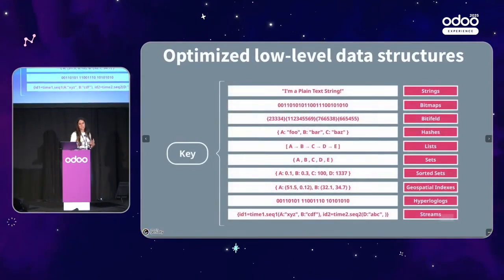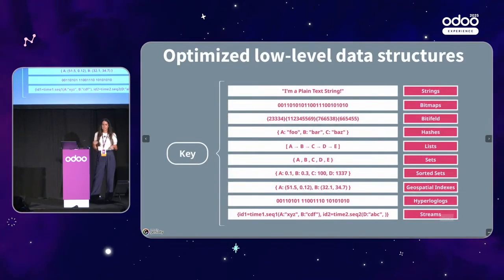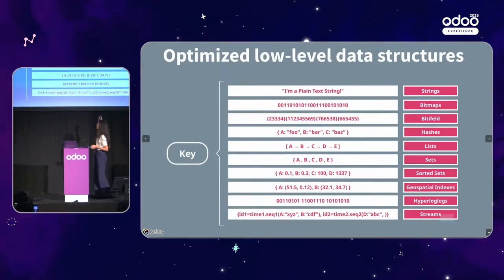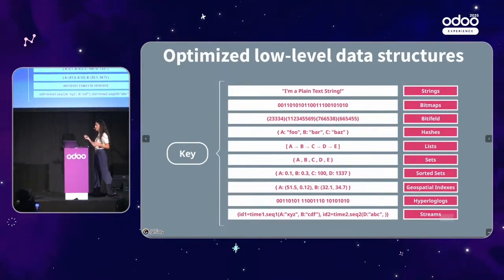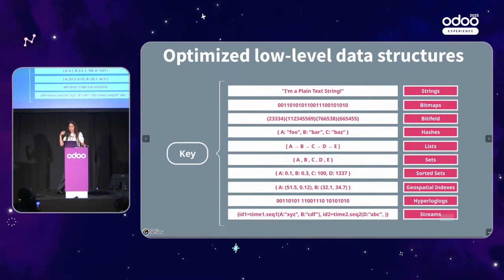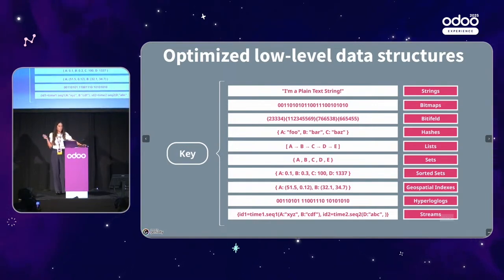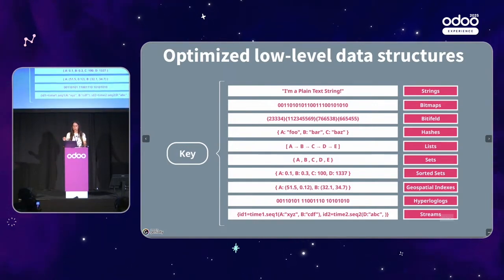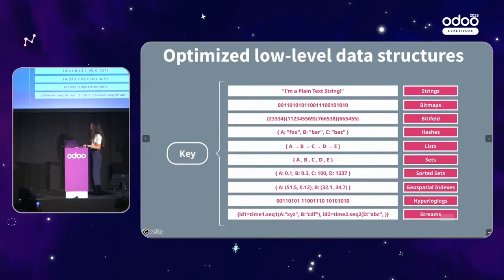It also uses optimized low-level data structures, and you can see all of them here, but they go from strings, bitmaps, hashes, and even spatial indexes. So ready to be used.